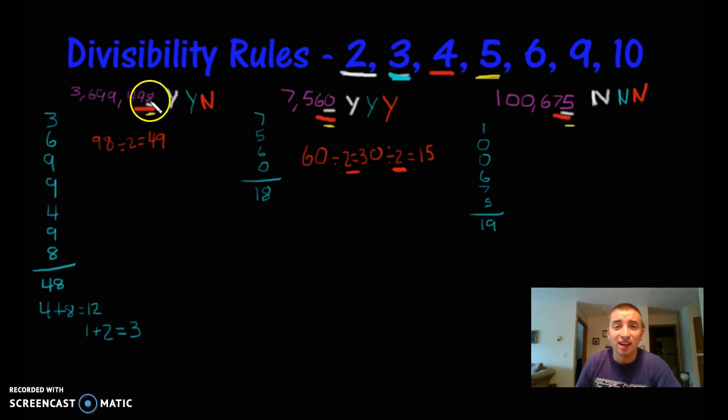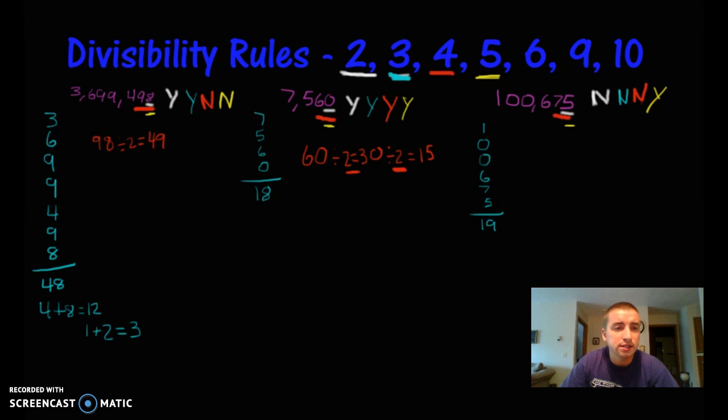In 3,699,498, 8 is not a 0 or a 5, so no, 5 doesn't work. And 7,560, 0 is a 0 or a 5, so yes, it works. And the last number ends in a 5, so yes, it works. And that's all you do for 5.